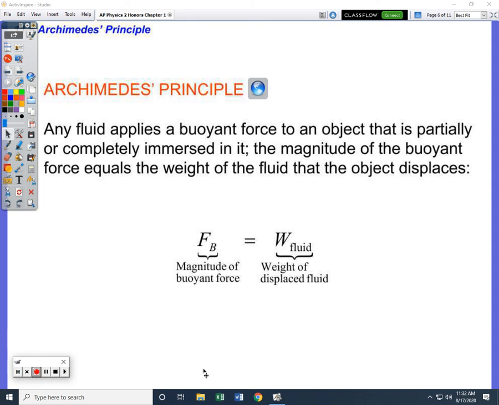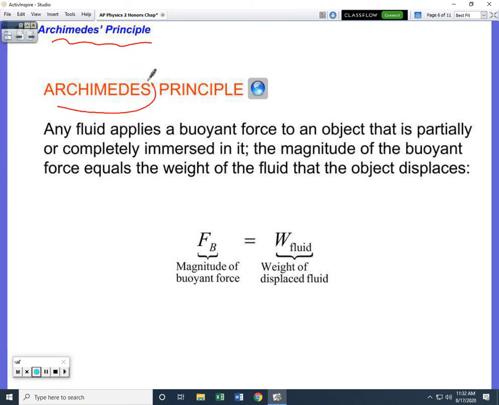This is for AP Physics 2. We are now going to talk about Archimedes' Principle here. And you may have learned about Archimedes sometime in the past, whether it's in another science course or just heard about him. Archimedes is an ancient Greek philosopher.